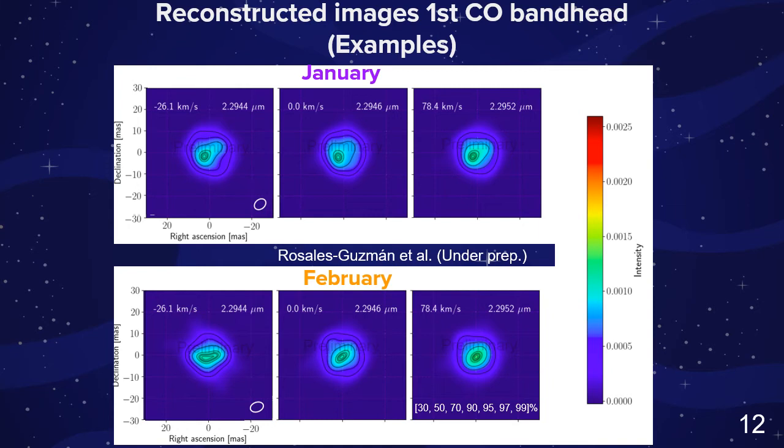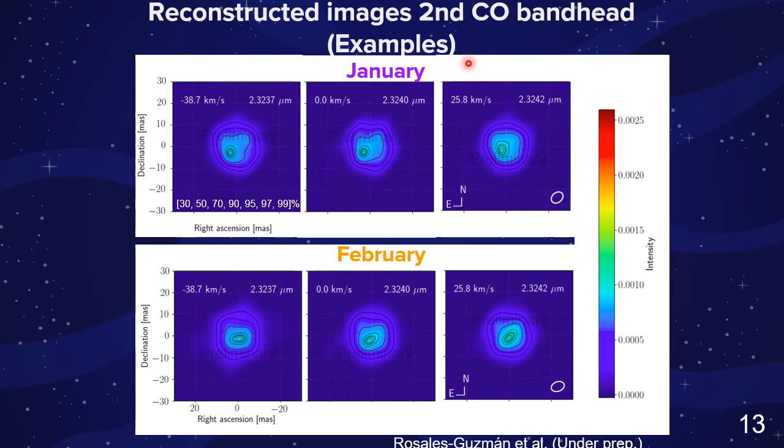In this slide, I show you some examples of our best reconstructed images across the first CO bandhead, centered at 2.2946 microns. Again, the differences between January and February are evident. The velocities are an indication of the gas moving towards us and away from us. Now, in this slide, I show you 2 examples of our best reconstructed images, but across the second CO bandhead. Again, the differences between one epoch and the other are evident.